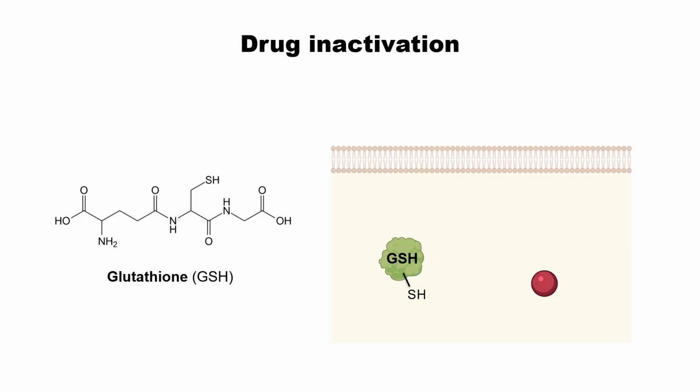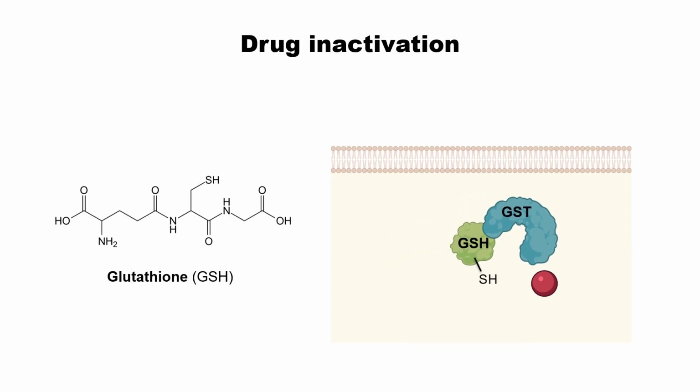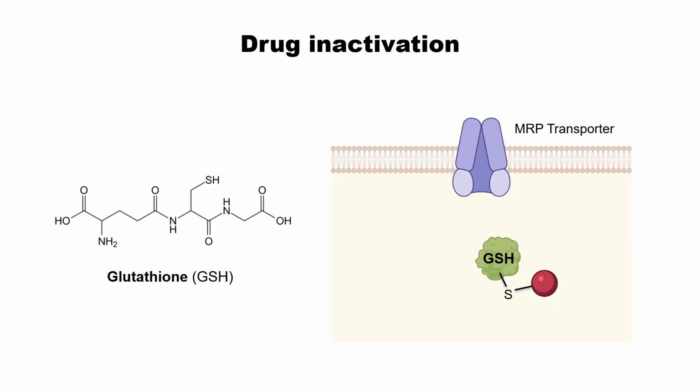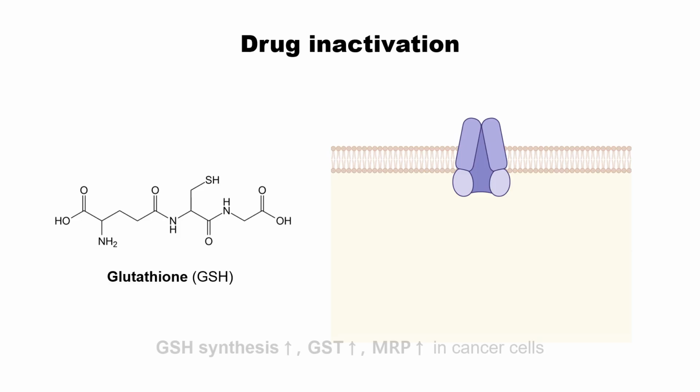Another mechanism is drug inactivation. Here glutathione plays an important role. Glutathione contains a thiol group, and with the catalytic activity of GST, glutathione S-transferase, glutathione can be transferred to a drug molecule and the drug can be inactivated. This complex molecule can be removed from the cell by the MRP transporter. So in this type of resistance, glutathione synthesis is increased. Also the enzyme GST and the transporter MRP are increased.